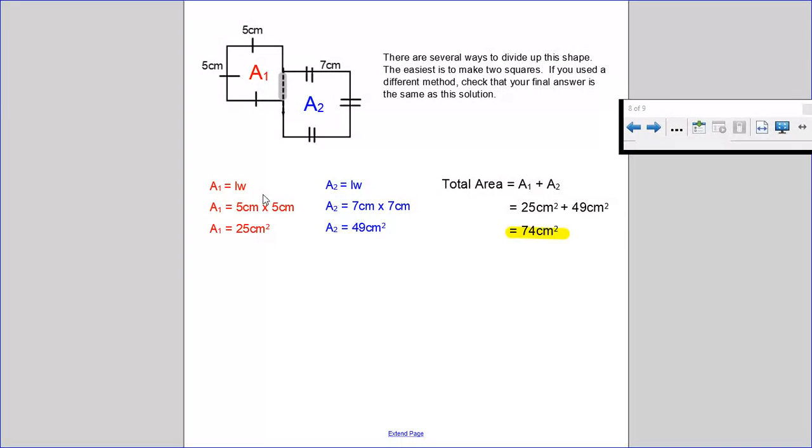So for the first area, it's 5 by 5 centimeters to give me 25 centimeters squared. My second area is 7 centimeters by 7 centimeters for 49 centimeters squared. And then just like before, we're going to add them together. 25 centimeters squared plus 49 centimeters squared to get 74 centimeters squared. So if you did a different method, chopped it up differently, you should get the same final answer.